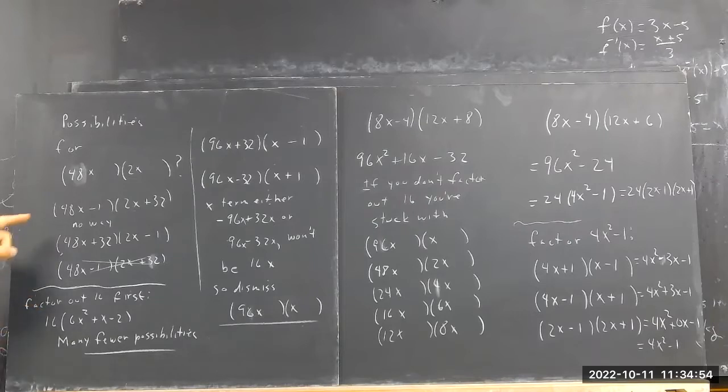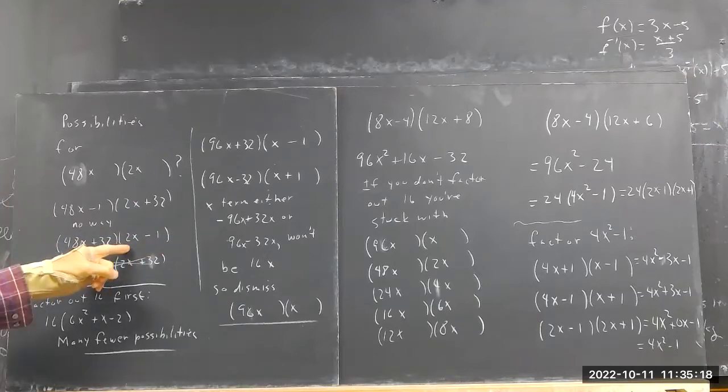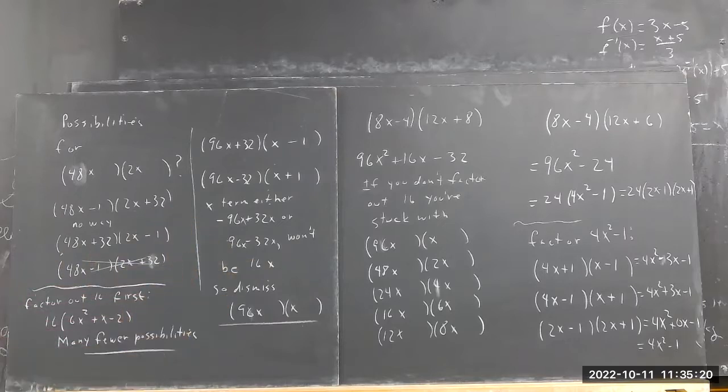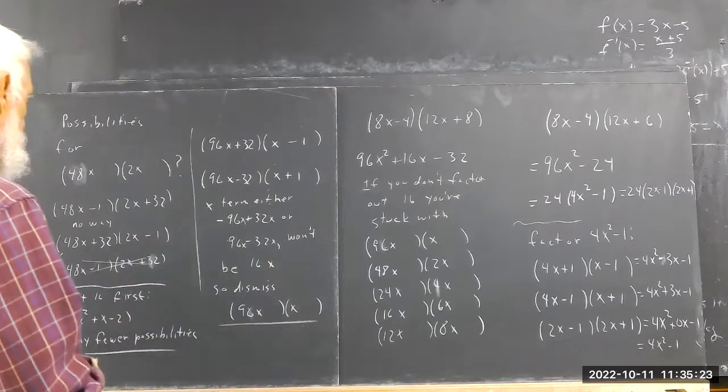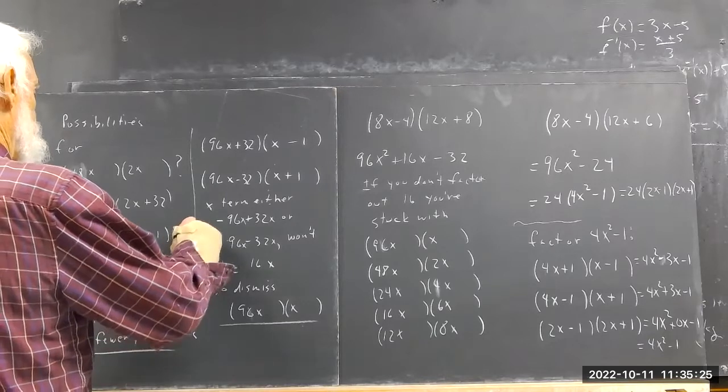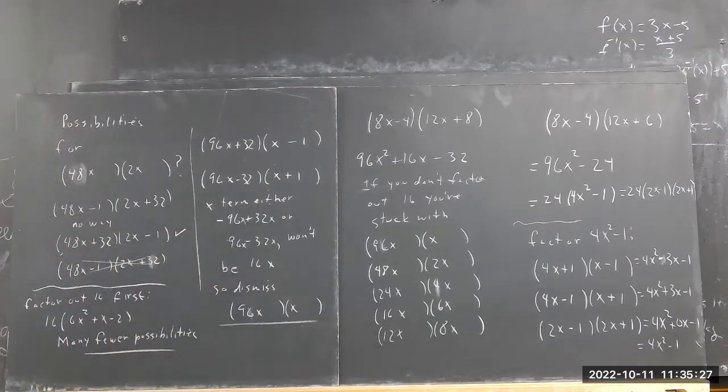Okay, so anyhow, we dismissed that. But then we look at this one where the 32 goes here and the negative 1 goes here, and we see we get a negative 48x and 64x gives 16x. Okay. I'll put a check mark there. Not going to write it all out.